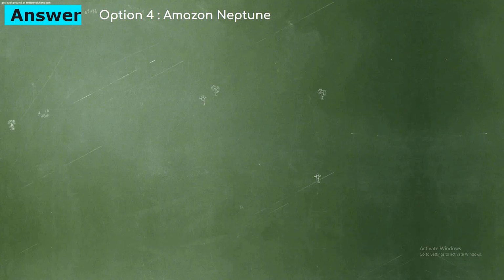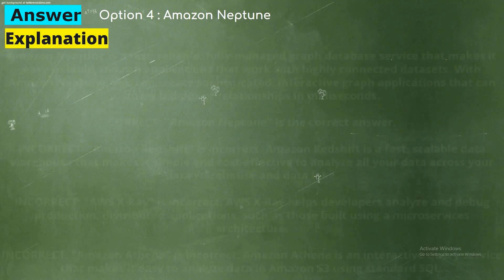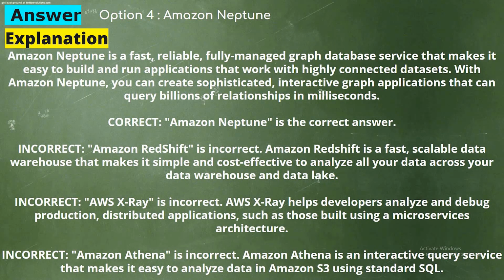Amazon Neptune. Explanation. Amazon Neptune is a fast, reliable, fully managed graph database service that makes it easy to build and run applications that work with highly connected datasets. With Amazon Neptune, you can create sophisticated, interactive graph applications that can query billions of relationships in milliseconds. Correct, Amazon Neptune is the correct answer.